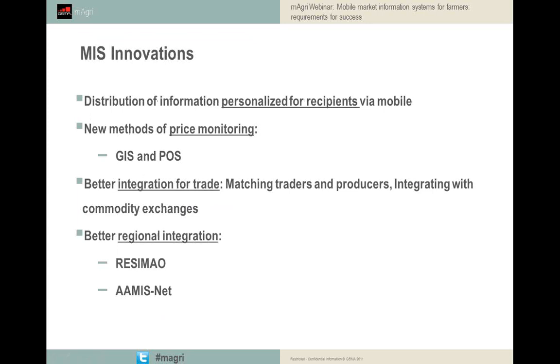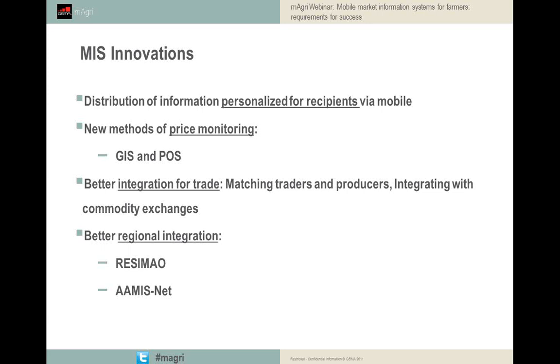The field of MIS continues to evolve at a very fast pace. We're seeing that distribution of information is getting much more personalized for recipients via mobile. We're seeing new methods of gathering prices with integration of geographic information systems, GIS, to ensure that enumerators are actually in the markets where they're reporting prices from. And also some, for instance, with Lima Links in Zambia, point-of-sale systems that record actual sales prices.